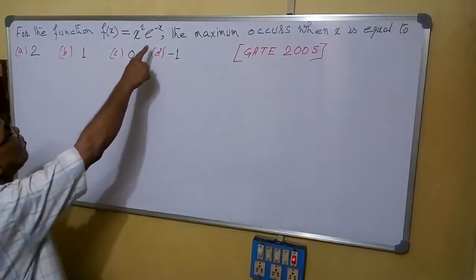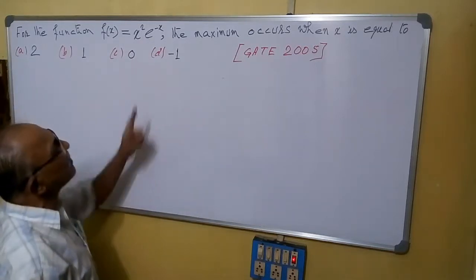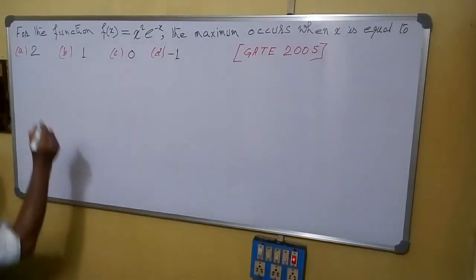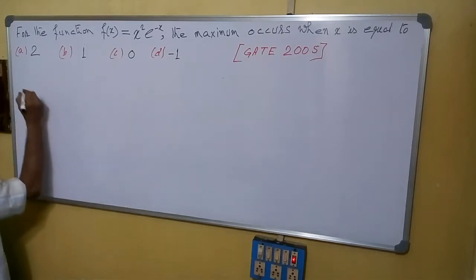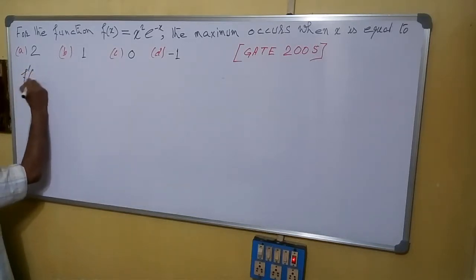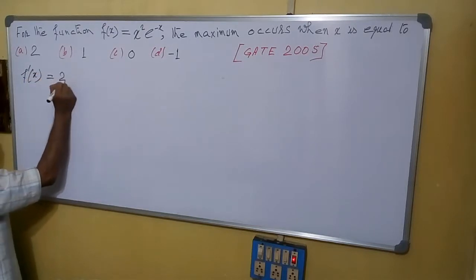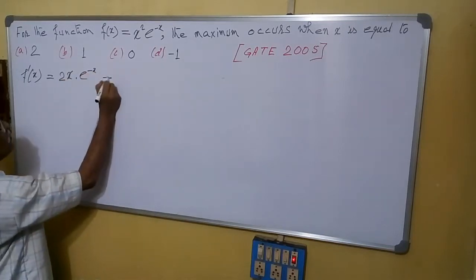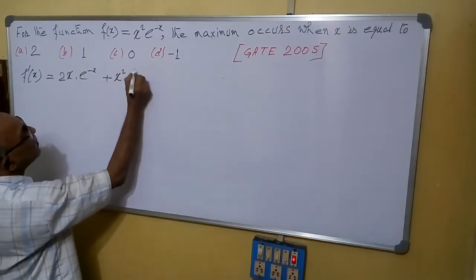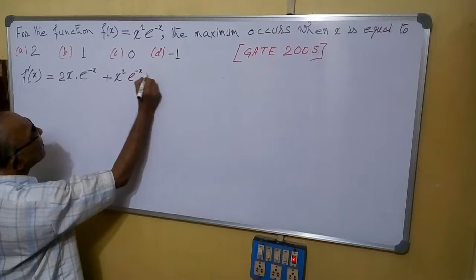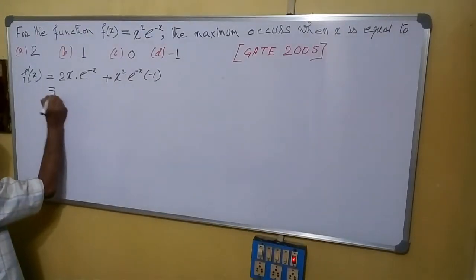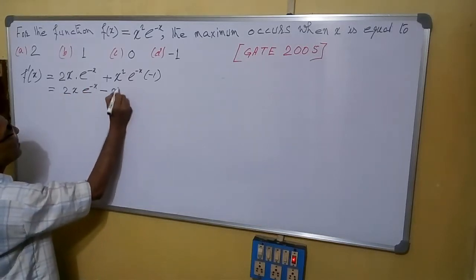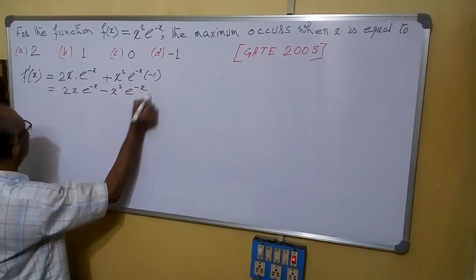This question: for the function f(x) equals x square into e to the power minus x, the maximum occurs when x is equal to which one of these? So f(x) equals x square into e to the power minus x, and directly doing f dash x equals to 2x into e to the power minus x plus x square into e to the power minus x into minus 1, that is 2x e to the power minus x minus x square e to the power minus x.